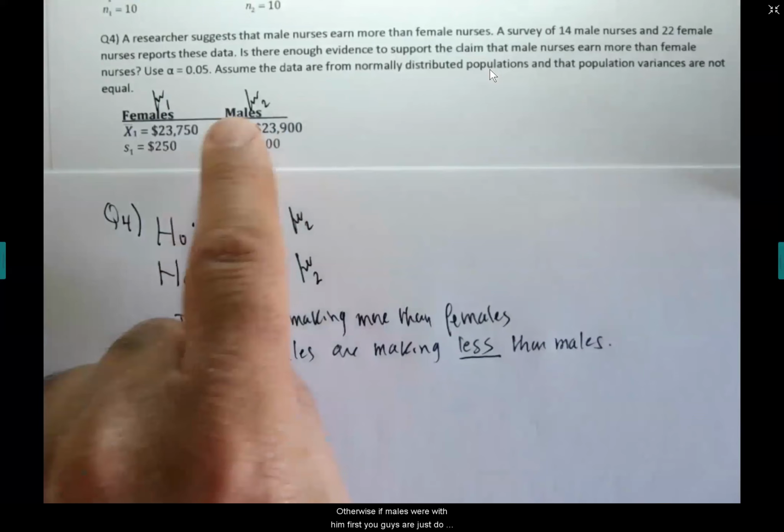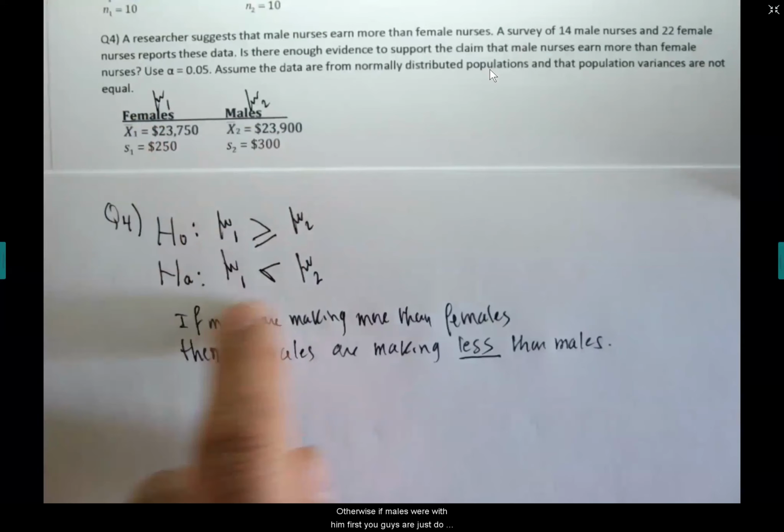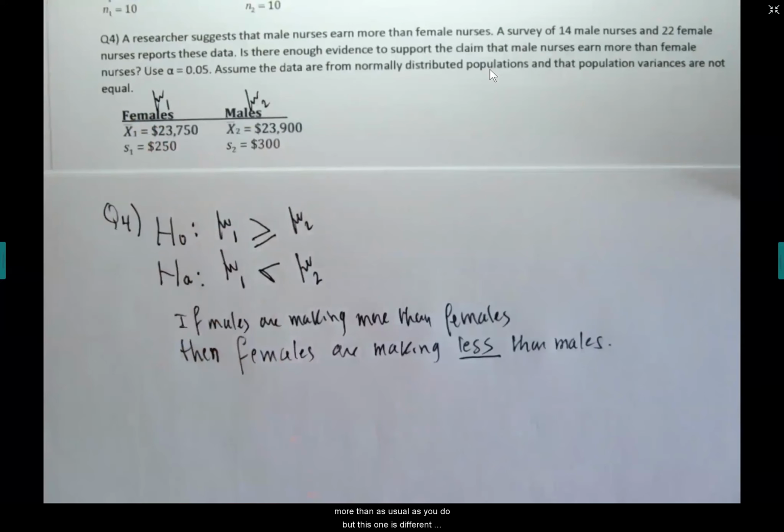Otherwise, if males were written first, you guys just do more than as usual. But this one is different because he labeled the females first. You cannot change that. So when I claim I make more than you, then you guys make less than me. That's how it works if you start with you first. And that's what it is right here.